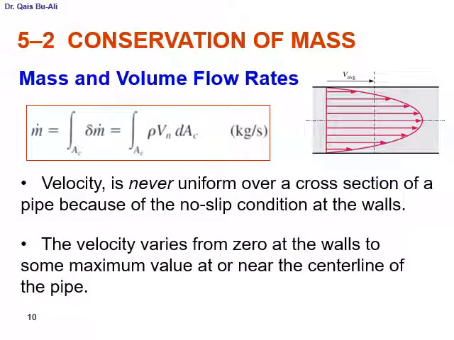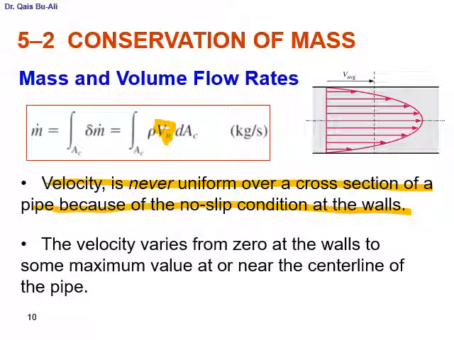But the question now is, why can't I get this Vn also outside the integral? I want to make my life simpler. But the thing is, velocity is never uniform over the cross section of the pipe because of the no-slip condition at the walls. You know this from chapter 1 when we talked about the no-slip condition.